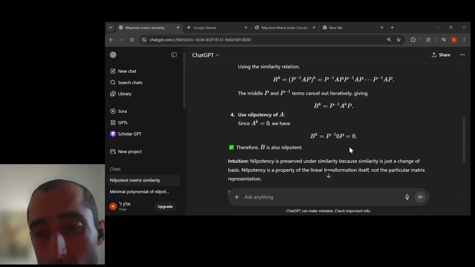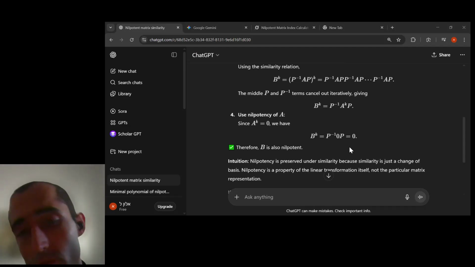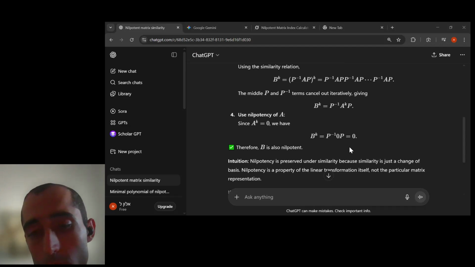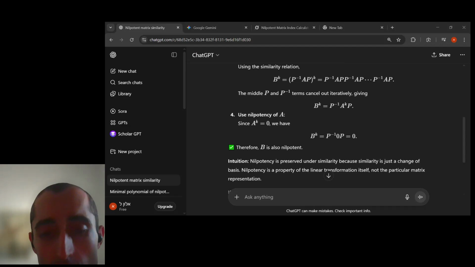You can do the same for nilpotent transformations. Just represent the transformation as a matrix, as we do many times. I won't get into it.